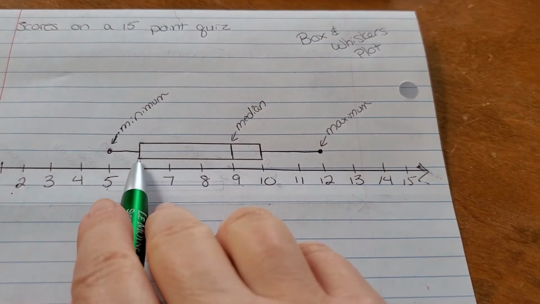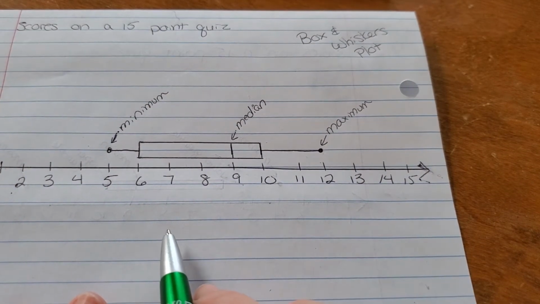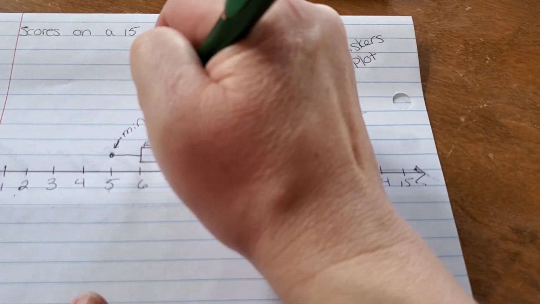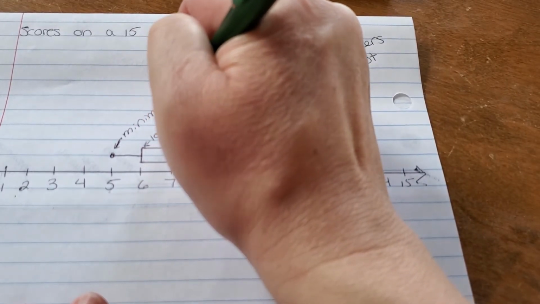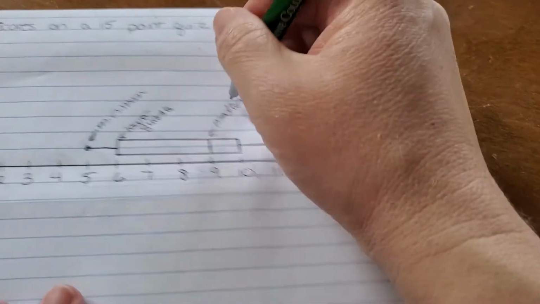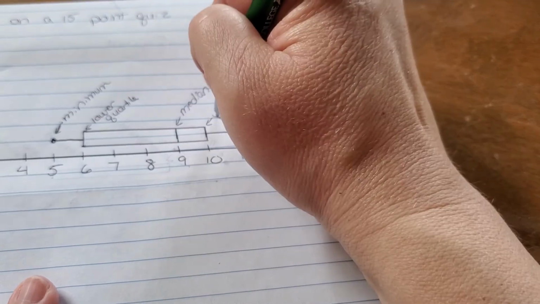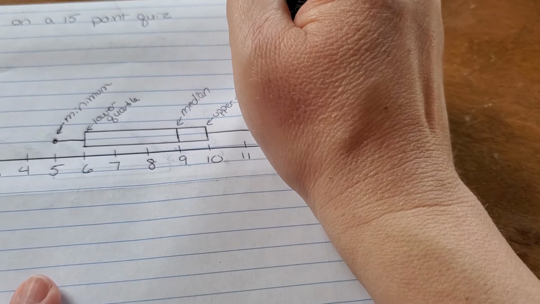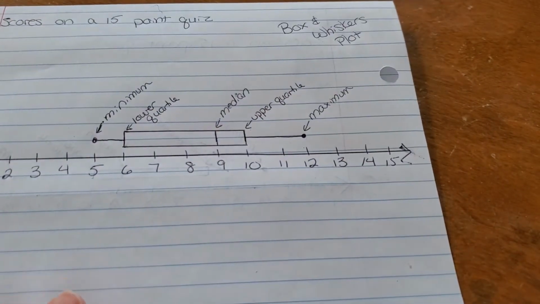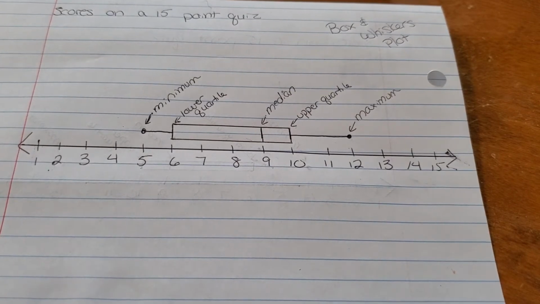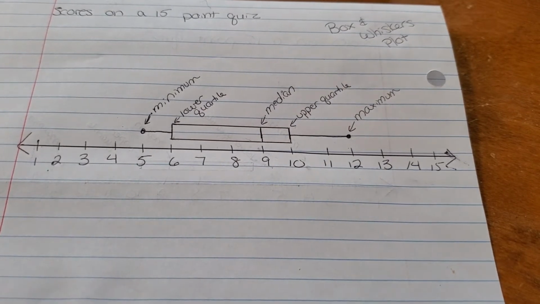And then if you look at the two ends of the box, those are called our quartile scores. And this is called the first quartile or the lower quartile. So that's at 6. And this right here is called the upper quartile or the third quartile at the 10. So if you think about that word quartile, it sounds like quarters. What we're actually doing is we're splitting the data into quarters, 4 equal sections.